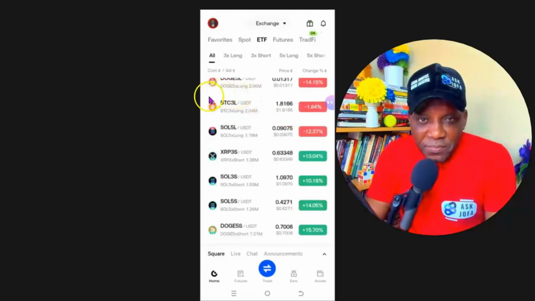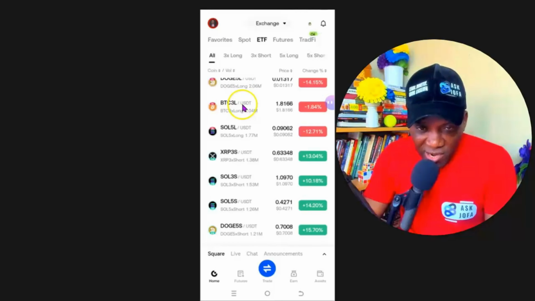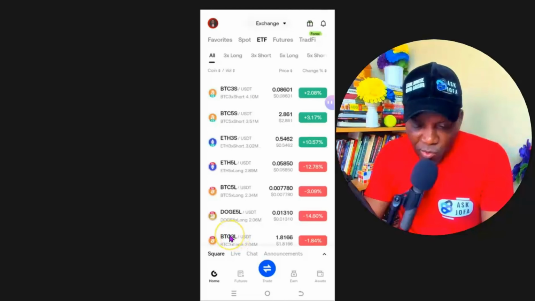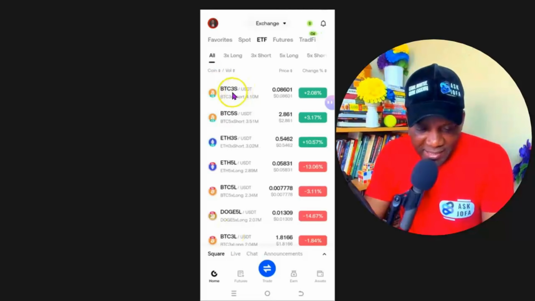For example, if the price of the real Bitcoin goes up by 5%, this BTC3L can move about plus 15% because it's 3x long. Whenever you are trading this BTC3L, you are saying you expect the price to go up. But if you are trading this BTC3S, you are saying you expect the price to go down. It is very important you know that these two, BTC3S and BTC3L, are completely different leverage tokens. One makes money when price goes up and the other makes money when price goes down.